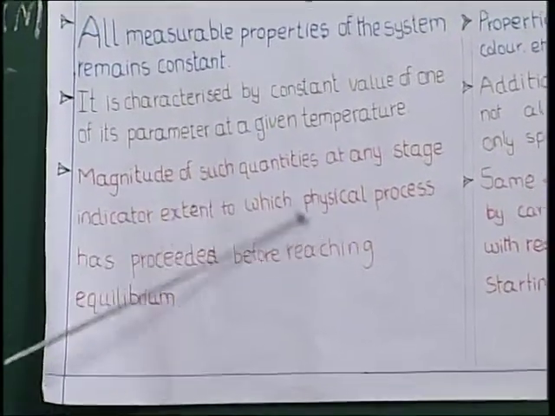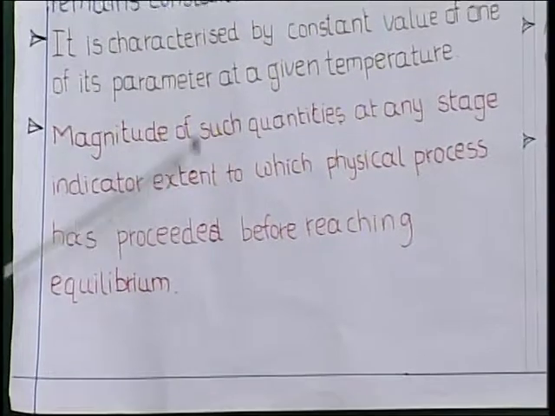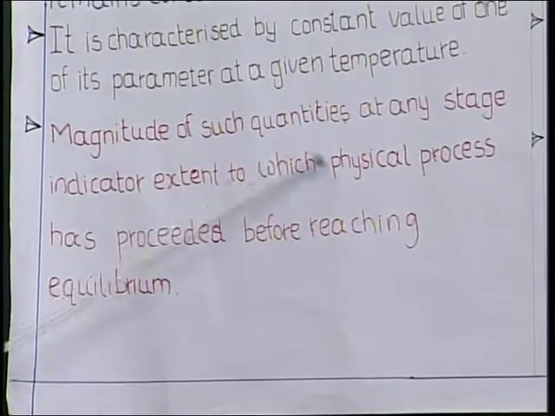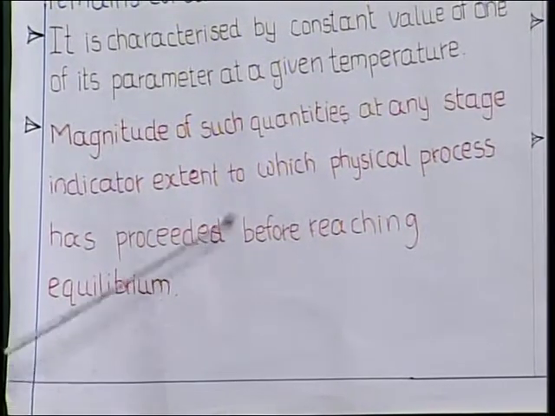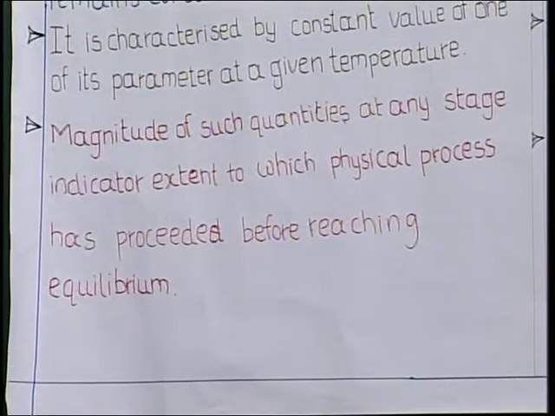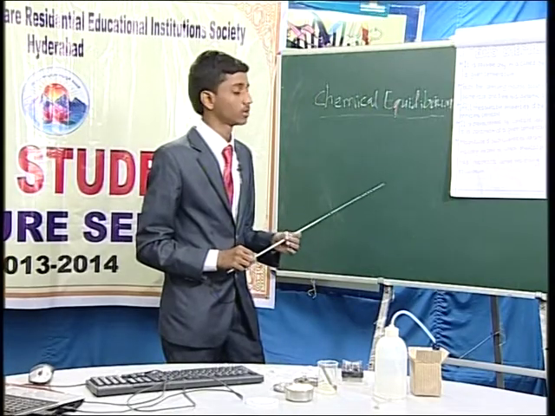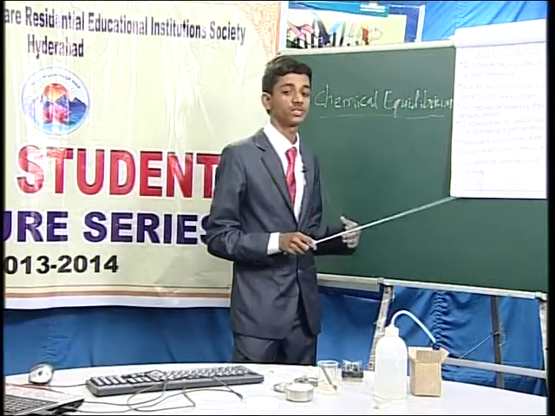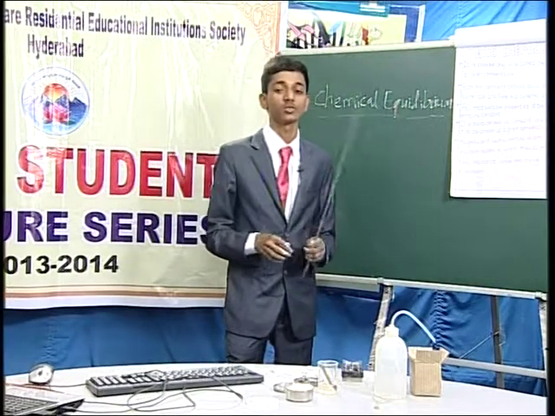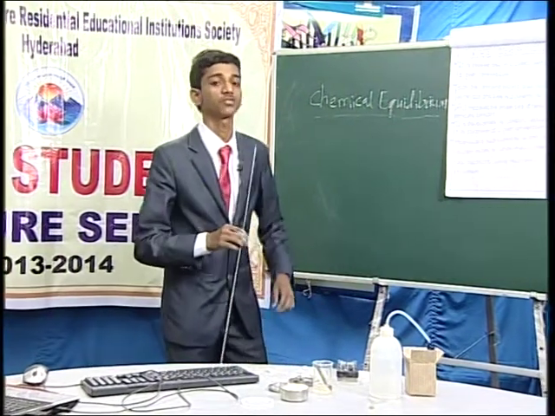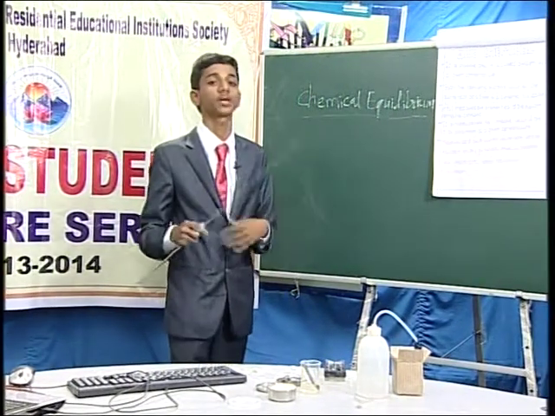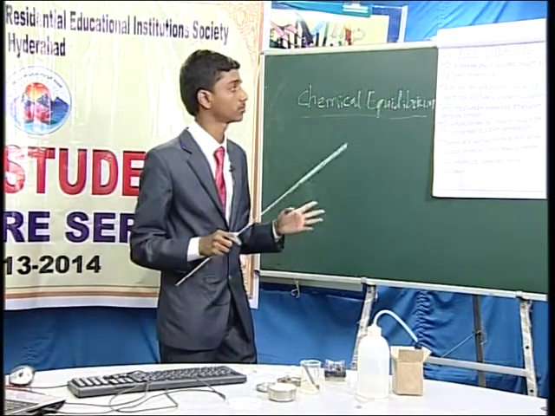The magnitude of such quantities at any stage indicates the extent to which physical processes proceed before reaching equilibrium. The magnitude of such quantities indicates the change in which the physical process reaches the state of equilibrium. Thus, the magnitude is useful.